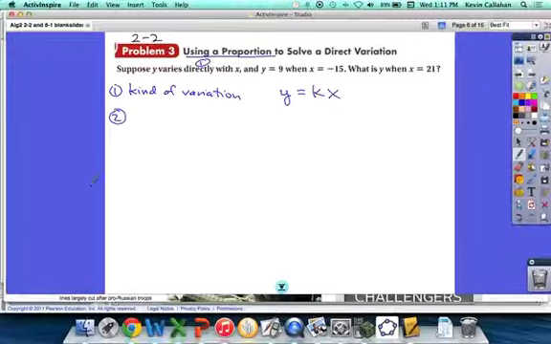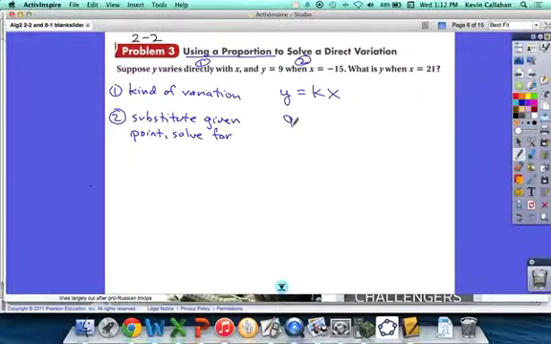They've got to give you next a point where you know both the x and y values so that you can solve for k. So substitute given point. Solve for k. So in this case, that would be right here. They're telling you when y is 9, x is negative 15. So let me plug that in.